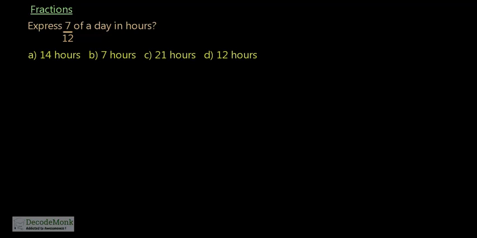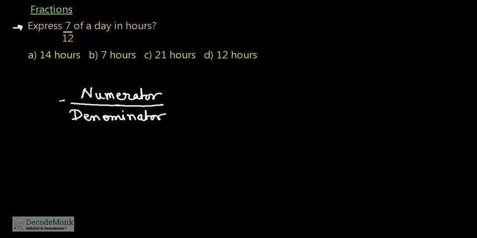This question is related to fractions. The question reads, express 7 by 12 of a day in hours. So, what is basically a fraction? A fraction consists of a denominator and a numerator. So, basically, we say numerator by denominator.